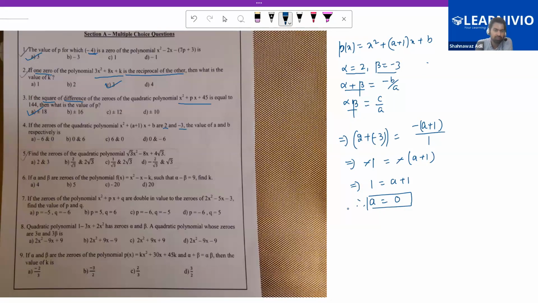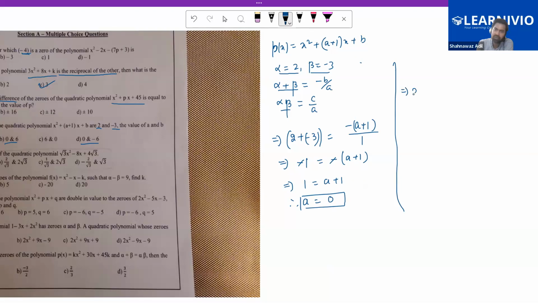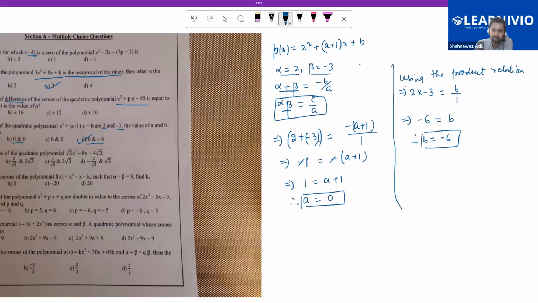Clear? So there are two options in which a is 0. So one can be this one or this one. So let us use the next option. Alpha into beta, that would be 2 into minus 3. So this is using the product relation. Directly, we have put the values of alpha and beta. So this is equal to c by a, which is b by 1. So this is minus 6, which is b. So b is minus 6. So this would be the correct option, where a is 0 and b is minus 6.